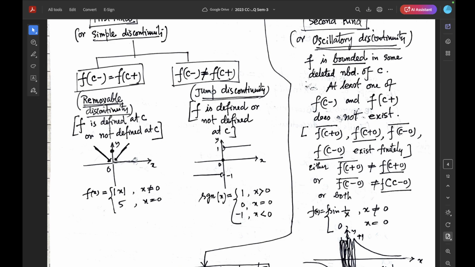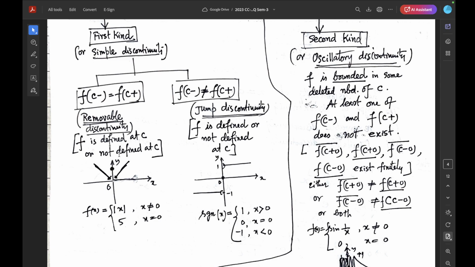If we define fx equal to 0 for x equal to 0, then this fx is continuous at the point 0. So this is called removable discontinuity. And the next type of discontinuity under first kind, left hand limit not equal to right hand limit, this type of discontinuity is called jump discontinuity.